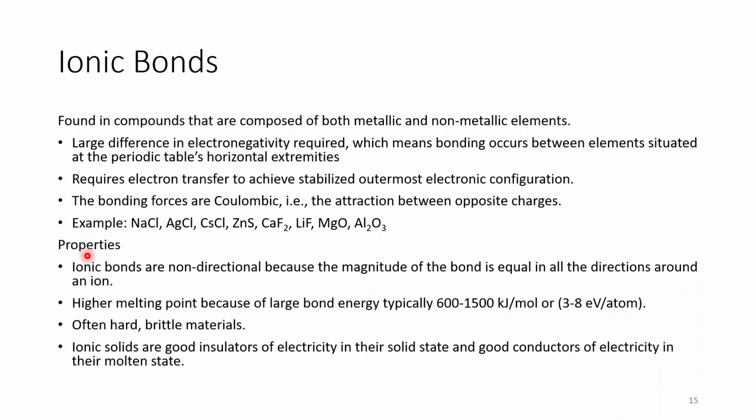The properties of these solids: ionic bonds are non-directional because the magnitude of the bond is equal in all directions around an ion, and they have a higher melting point because of large bond energy, typically 600 to 1500 kilojoule per mole or 3 to 8 electron volt per atom. These are often hard and brittle materials, and ionic solids are good insulators of electricity in their solid state and good conductors of electricity in their molten state.